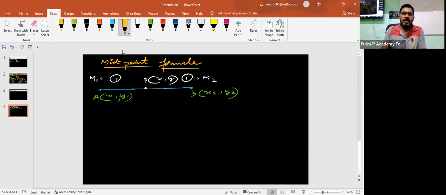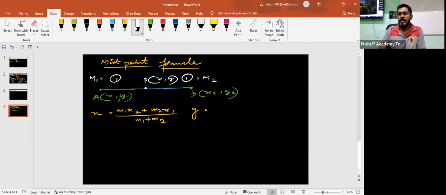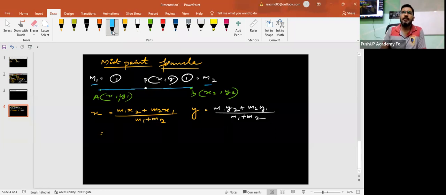In that case, if I have to get the x coordinate of P and the y coordinate of P, what do you usually use? Section formula, isn't it? And what is the section formula? It is M1x2 plus M2x1 divided by M1 plus M2. And how do we find the y coordinate of P? It is M1y2 plus M2y1 divided by M1 plus M2. So children, you already know what is the value of M1 and M2. It is 1, isn't it?